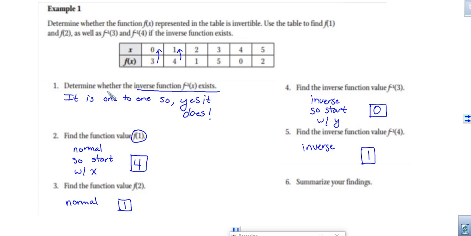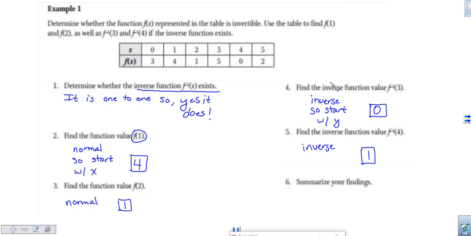Okay, so this function is invertible, so it's 1 to 1, which means it does have an inverse function that exists. Whenever you're looking at it, make sure you pay attention to whether it's asking you to find f or f inverse. If it says f, just go normal. So f of 1, just go to 1, 1 goes to 4. Bam, done. f of 2, it's normal, so you start at 2. What does 2 go to? It goes to 1. Awesome.